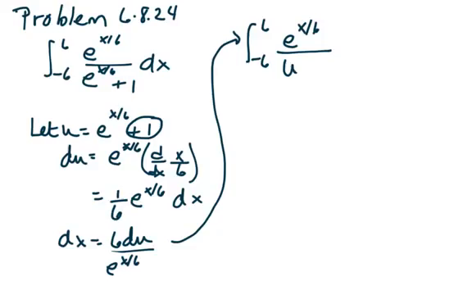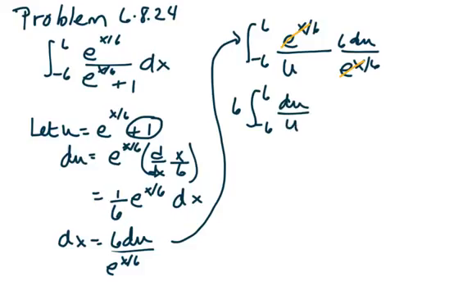U is equal to the denominator, and then dx is equal to 6 du over e to the x over 6. So algebraically these will cancel out, and we're left with the integral. I'm going to pull the 6 out of du over u, which is simply 6 ln of u. So we can do one of two things at this point. It's a definite integral. We can change the limits in terms of u, and I think I'll do that in this case. Let's do that.